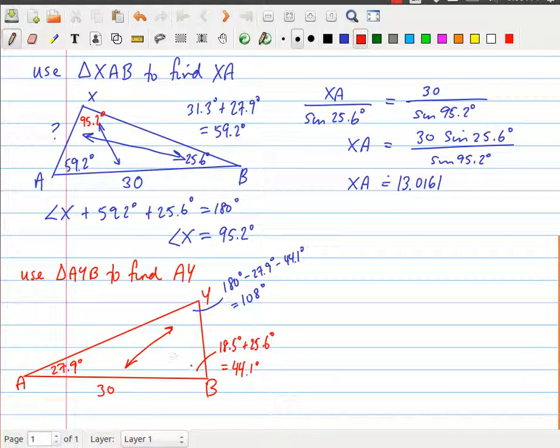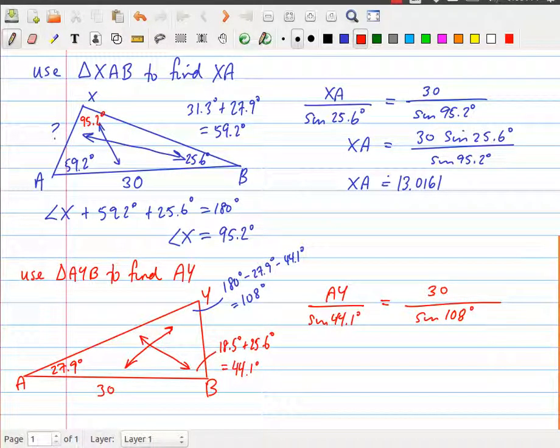Which other side and angle combination will I use? I want AY, so I'm going to use the angle B. I'm solving for AY, so I'm going to write my ratio as AY over the sine of the angle opposite to AY, which is the sine of 44.1 degrees. That's equal to 30 over the sine of the angle opposite to 30, which is this 108 degrees, sine of 108 degrees. I multiply both sides by sine of 44.1, and that gives me AY isolated on the left, and that's equal to 30 times the sine of 44.1 degrees divided by the sine of 108 degrees.